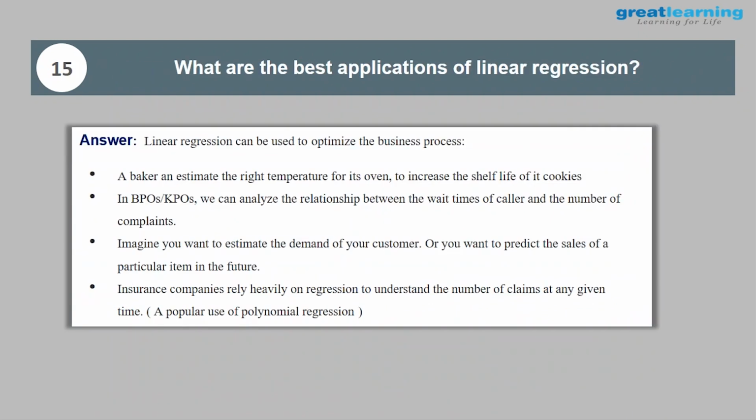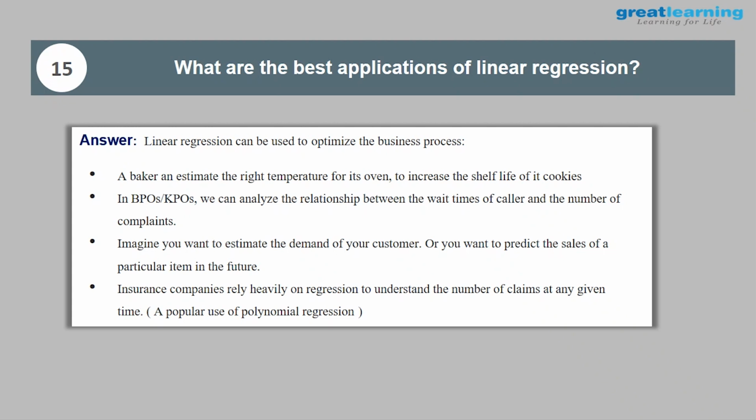Now let's have a look at what are the best applications of linear regression. So basically, linear regression can be used to optimize the business process. But before going into the answer, let me tell you what a regression is. So regression is basically finding out a relationship between two variables. Let me give you an example of what I actually mean by that.